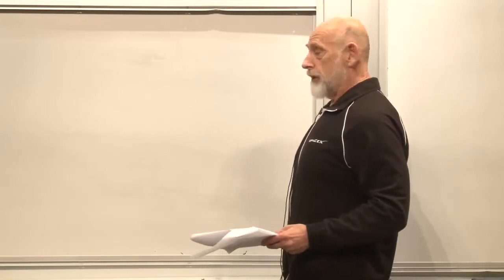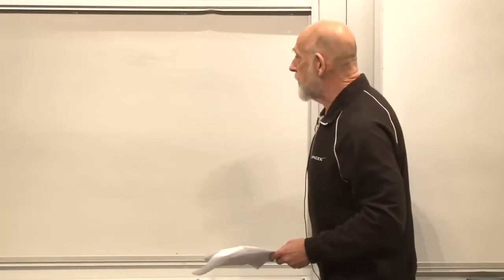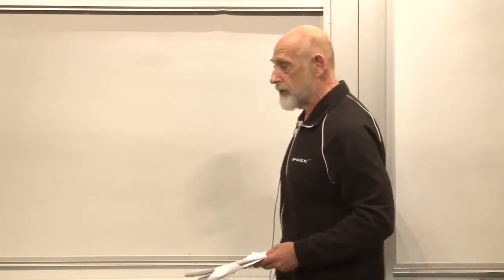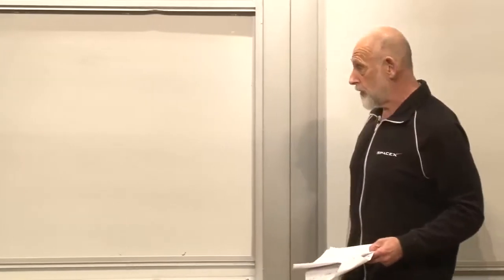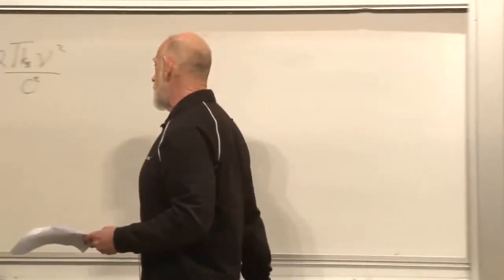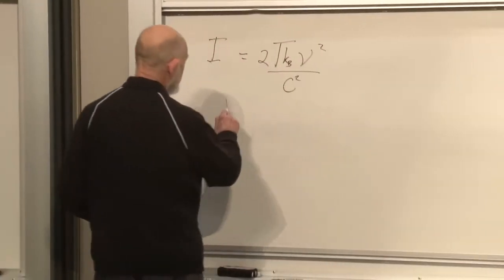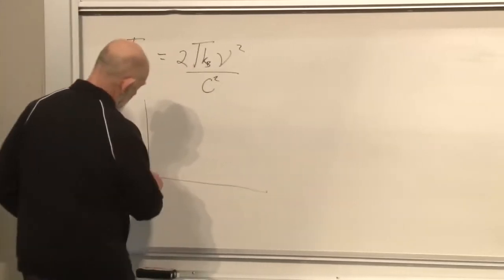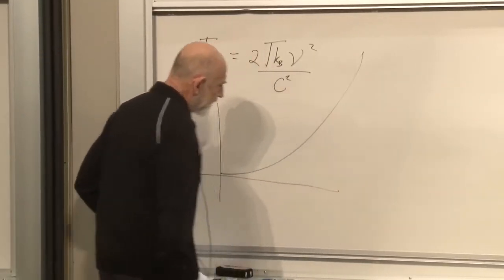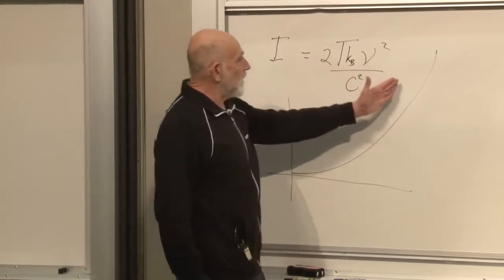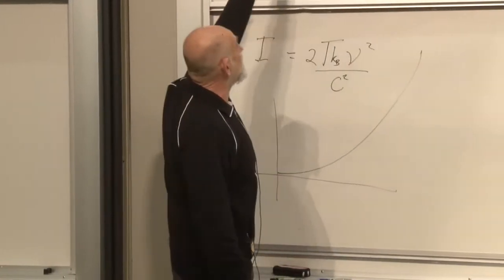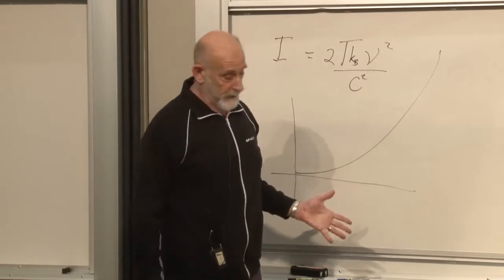Now, this formula is a disaster. It was known to people in the late 19th century, the 1890s, that this was a disaster. If we plot this as a function of nu, we see that it grows parabolically, and therefore the total amount of energy contained in this box is going to be infinite.